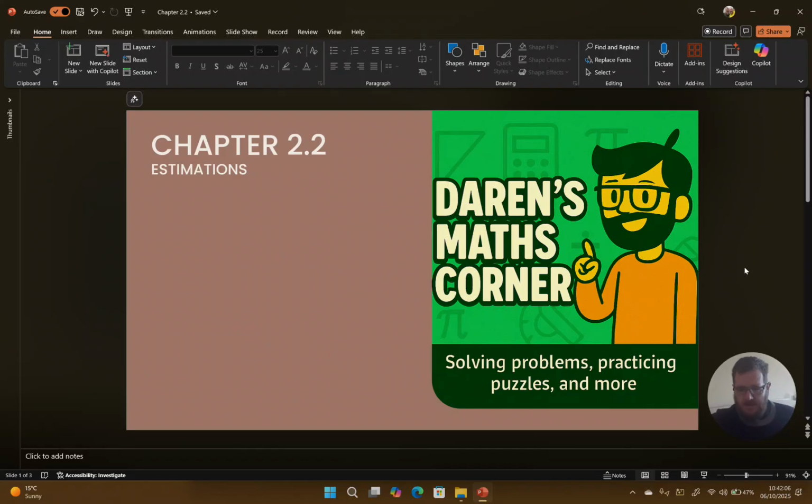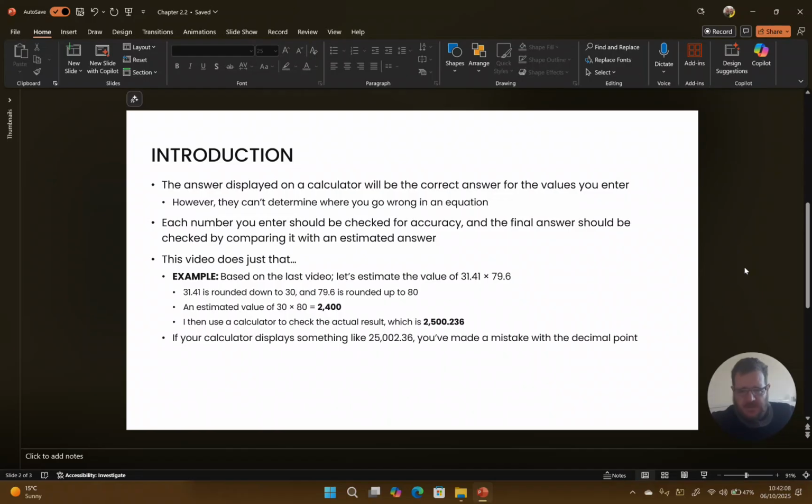Today we're going to be looking at estimations when entering stuff on a calculator, because the answer displayed on a calculator will be the correct answer for the values that you give it. However, it cannot determine where you go wrong when entering the equation. So each number you enter should be checked for accuracy, and the final answer should be checked by comparing it with an estimated answer. And this is exactly what this video will do.